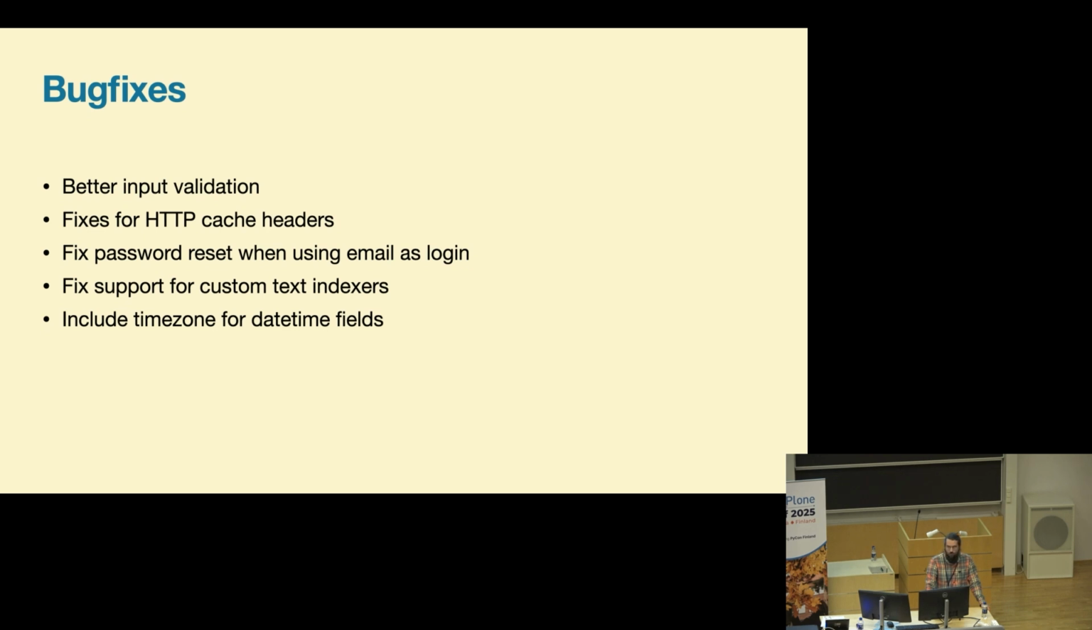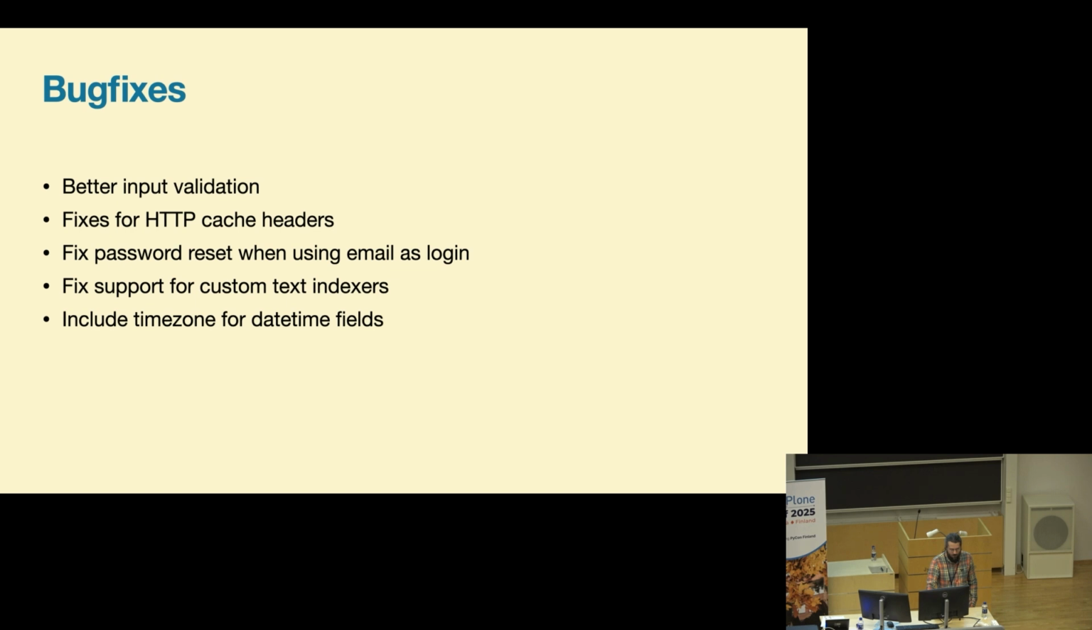Probably the biggest category where work has been happening is bug fixes, and I certainly can't list all of them, but I thought I would highlight a few things that have happened. We added some better validation for inputs to the API so that you're less likely to get just random 500 errors. It should be returning 400 bad requests instead. We've been making some small fixes to HTTP cache headers so that things are cached in a way that makes sense. We fixed the password reset. If you have email as login, that used to just not be working, and now it does.